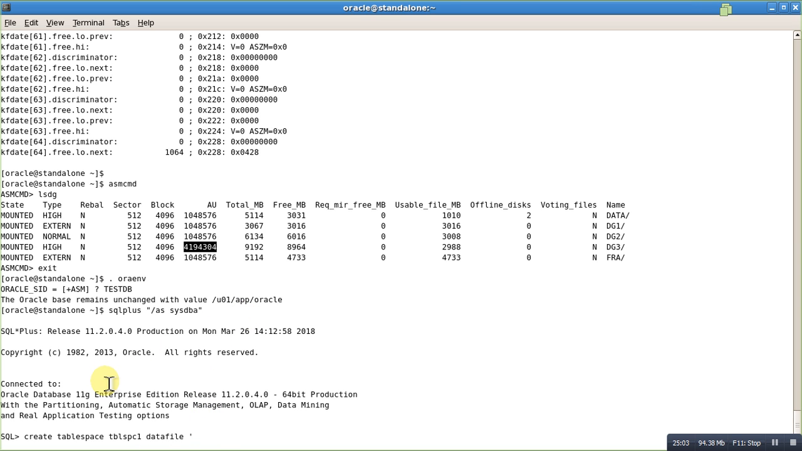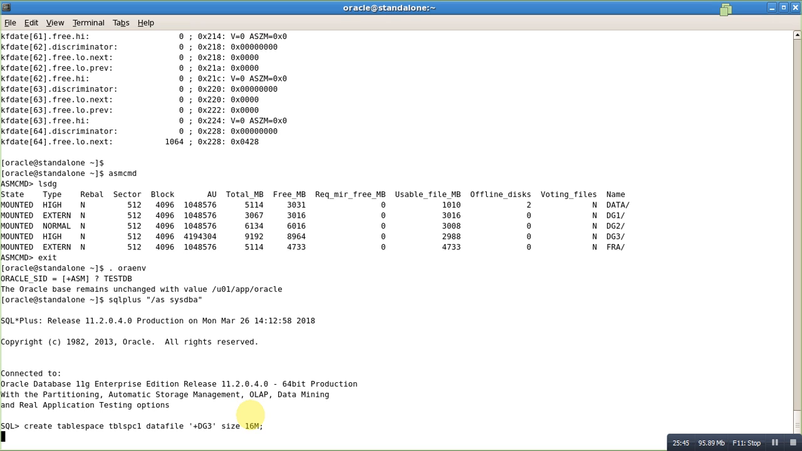So this time I'm creating it in a disk group of DG3, which is a high redundancy disk group. And the size I'm giving as 10 MB. So I must have 10 allocation units for this. Size of each allocation unit is 4 MB. So it means that the size of my... I'm giving it as 16 MB. Okay, now the tablespace got created.